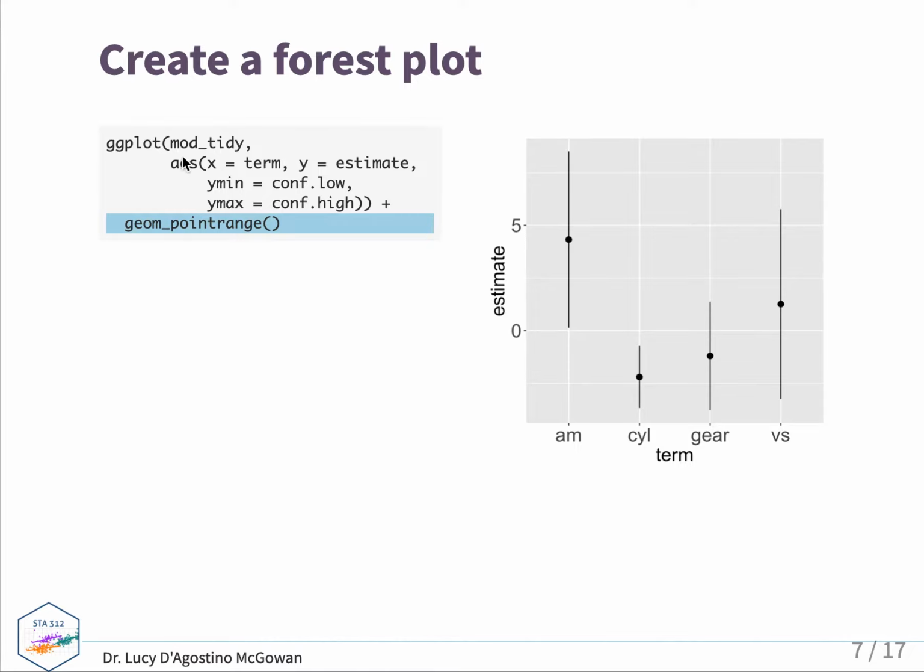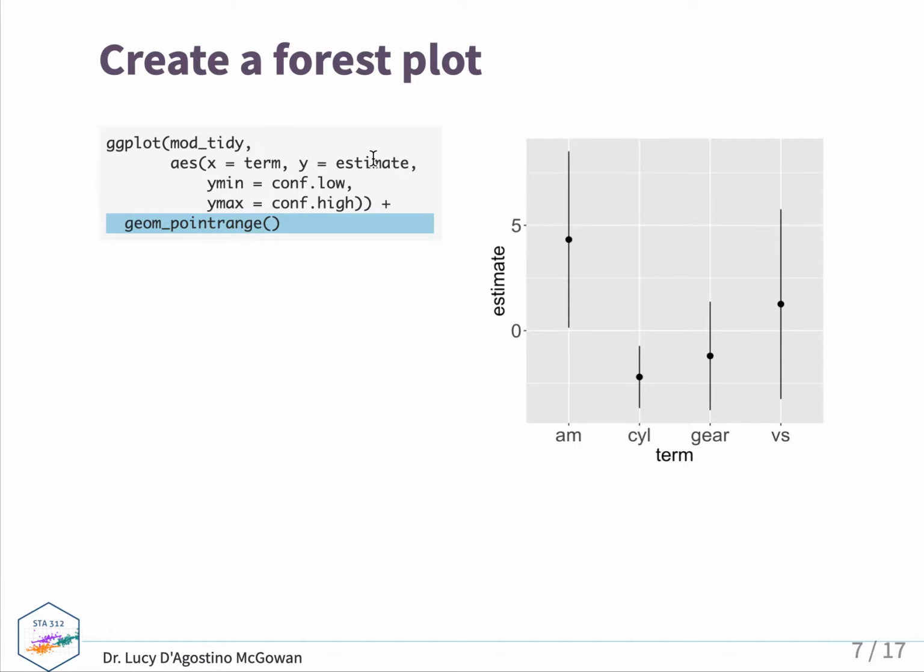All right, so now I'm going to take that tidy data frame that I just created with my model terms, and I'm going to put it into a ggplot function. I'm going to map my aesthetics. On the x-axis here, I want the term. On the y-axis, I want the estimate.